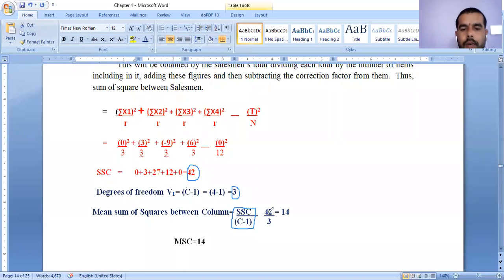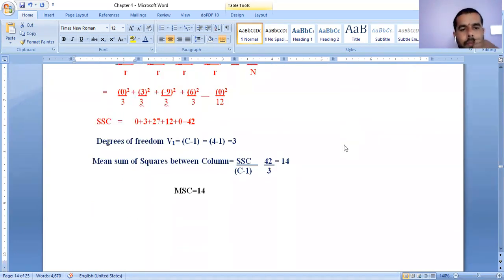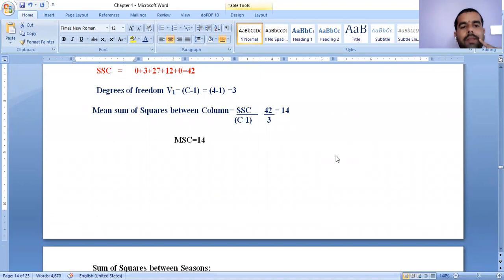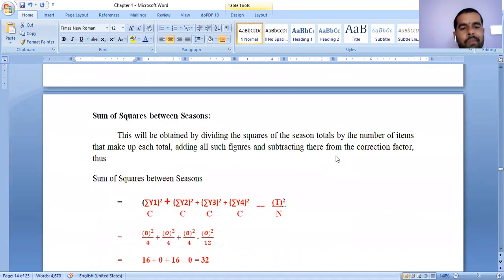Okay, then 42 divided by 3 is equal to 14. MSC is equal to 14. After getting the upper part, the variance between columns, and after getting this between-columns value, go for between rows. It is nothing but the mean sum of squares between rows here.